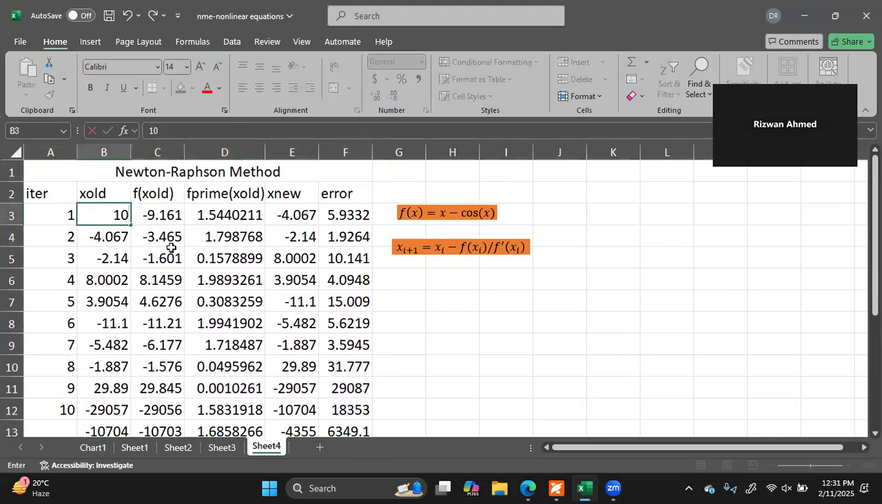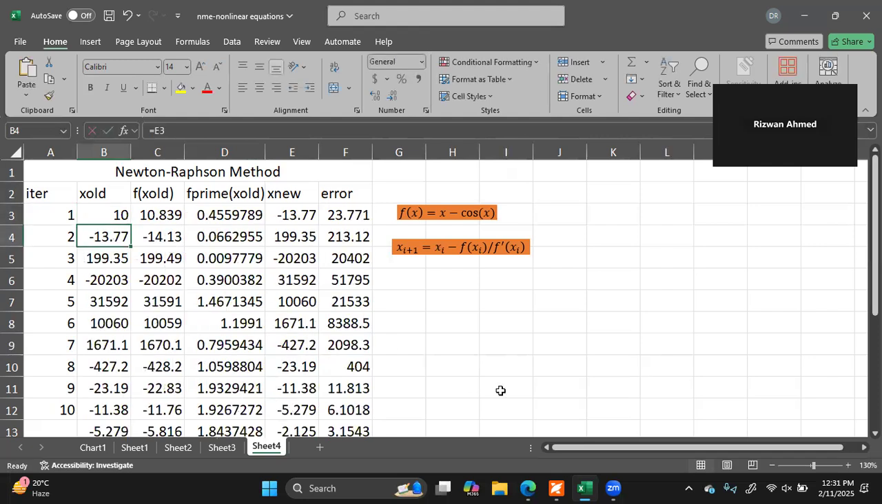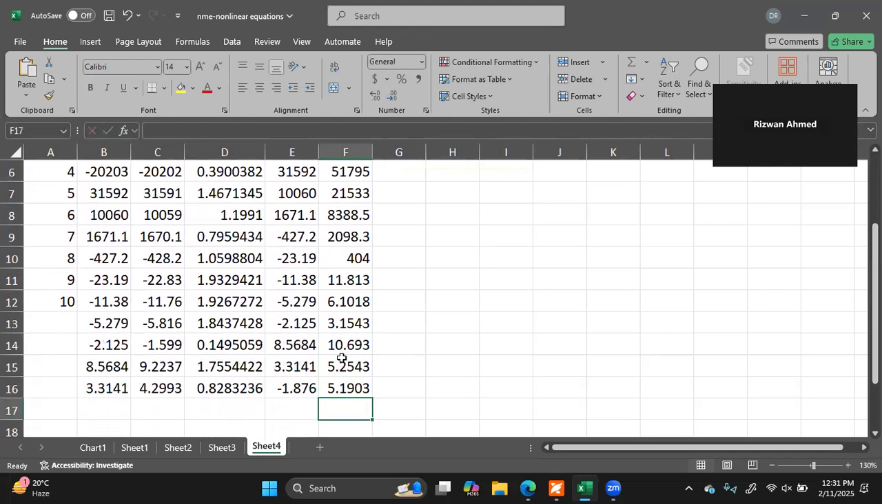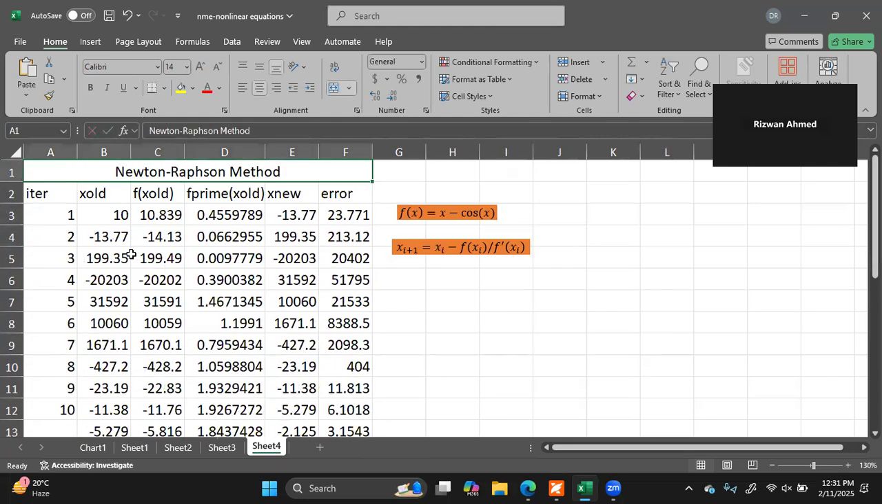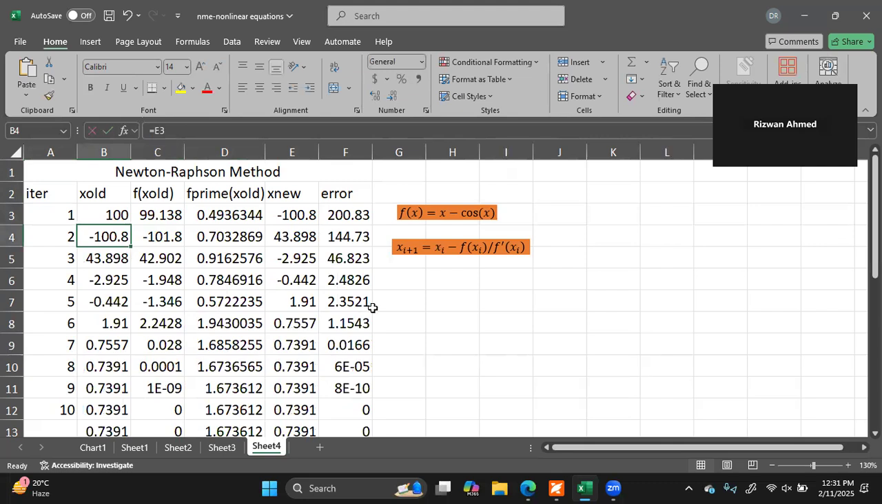Let me check 10. 10 is also a vague guess. So for 10, it seems it is going towards the solution. Yes, it has approached the solution. The last one was even more vague than the 10, but at this one, it has approached the solution. So the computer facilitates you to test the algorithms even beyond the reasonable limits.